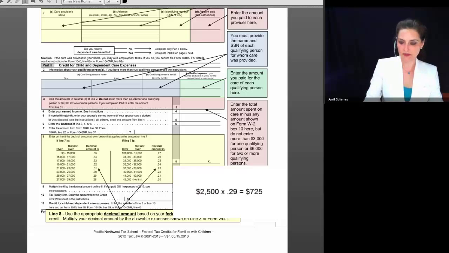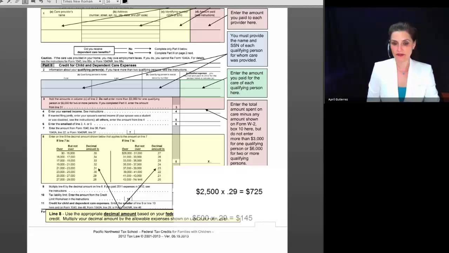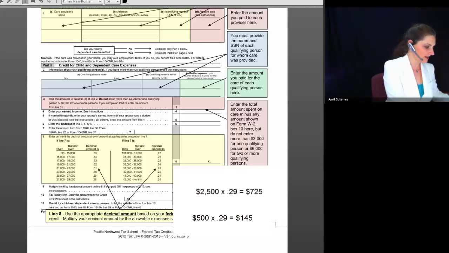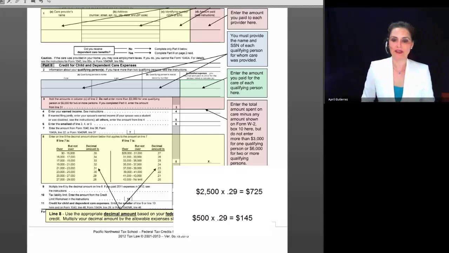And then on Jack, if you take his $500, assuming he is able to claim a dependency exemption for the child that he paid that for, then you're going to go 500 times 0.29, and you get the maximum child care credit that he could qualify for as well. And for Jack, that ends up being $145. So there are the calculations on the maximum amount. But again, it isn't enough to calculate the credit. Jack and Sylvia also must claim the dependency exemption for the child on which they pay the expense, and they have to be in a situation where they have a positive tax liability.